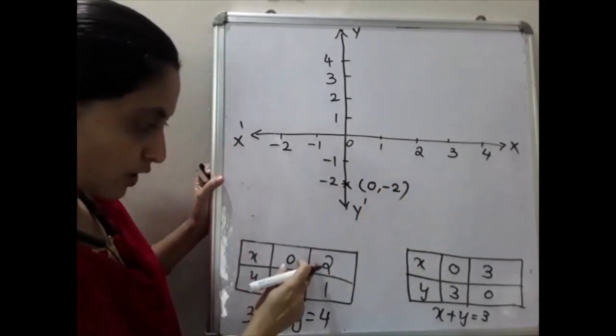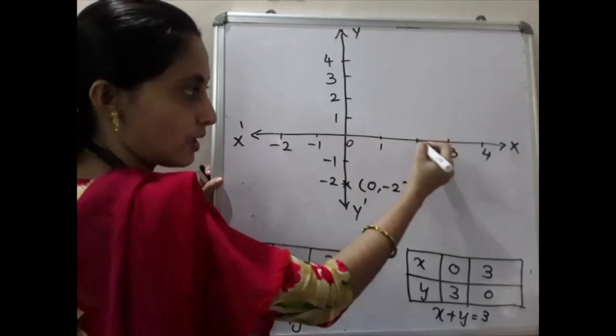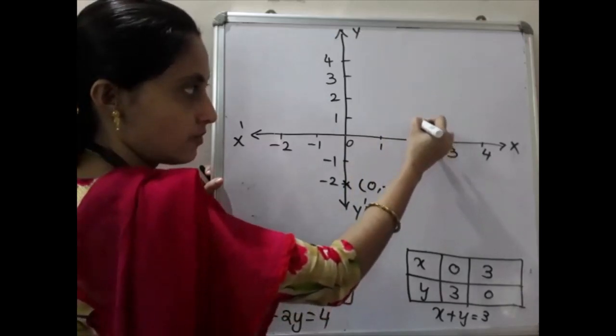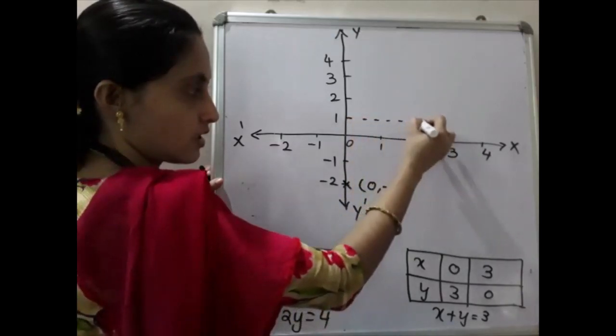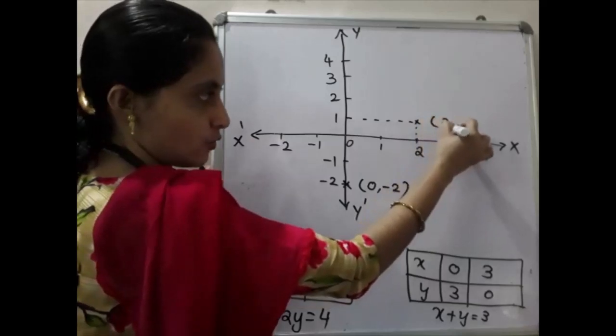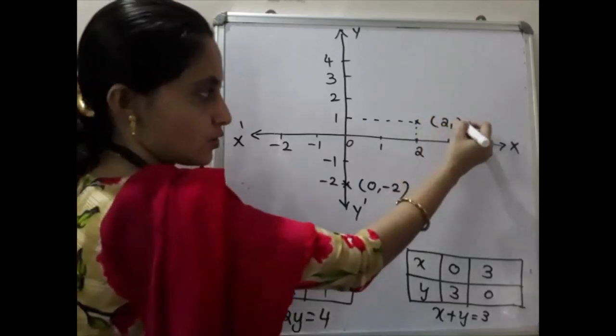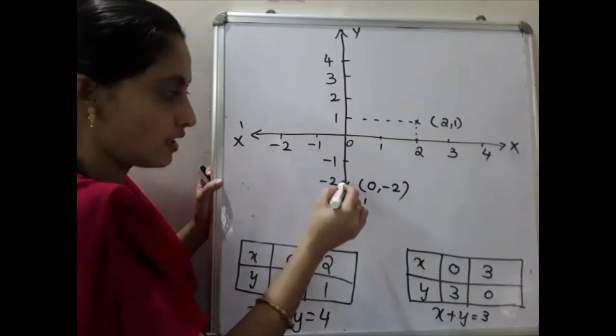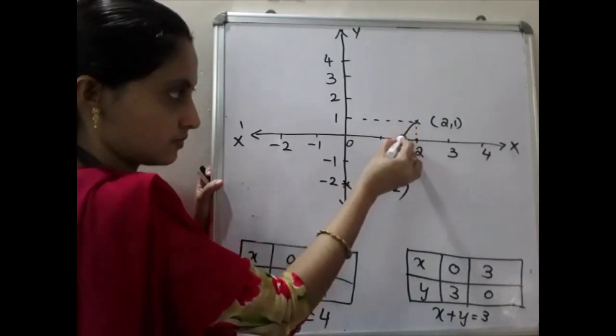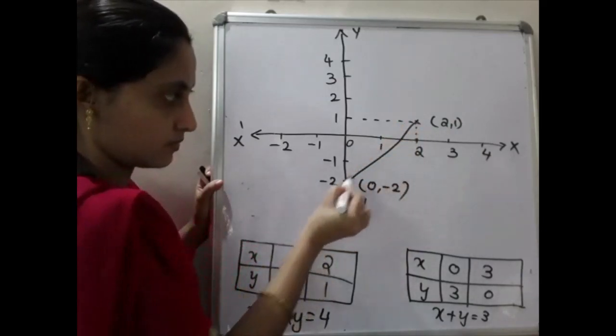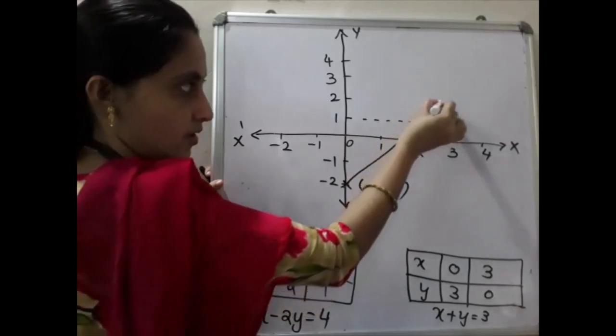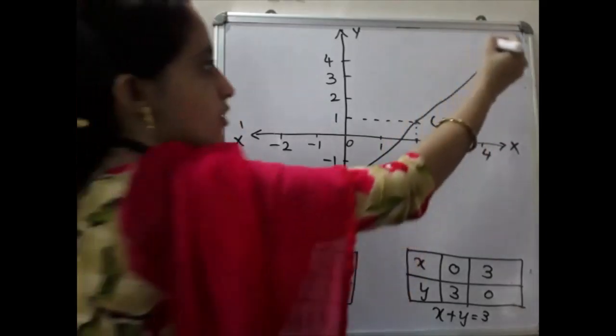The next point is what? (2, 1). (2, 1) means what? From here to 2, and then from 1. So this point is (2, 1). You have to join these two points. That will be a straight line.